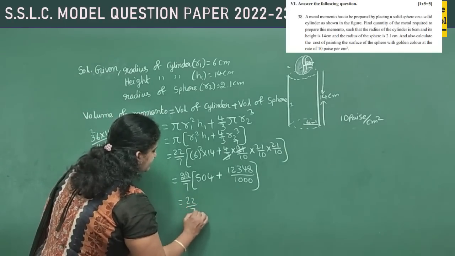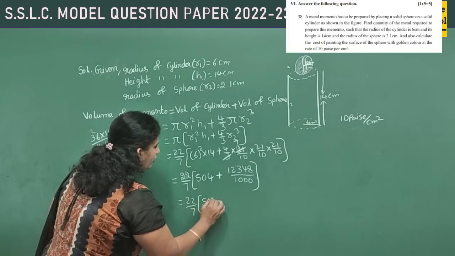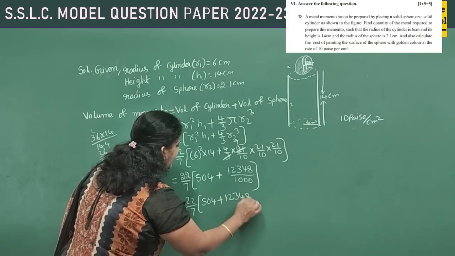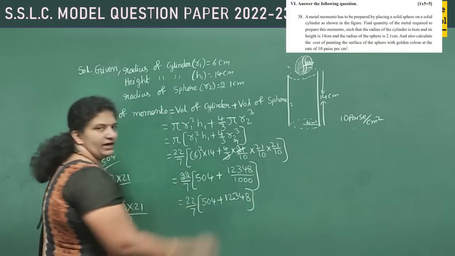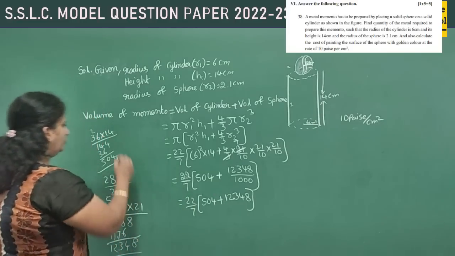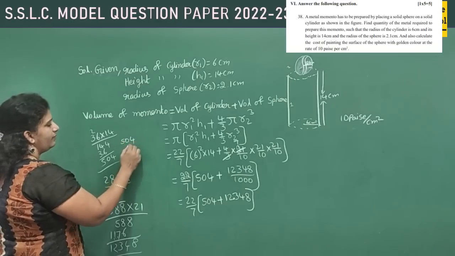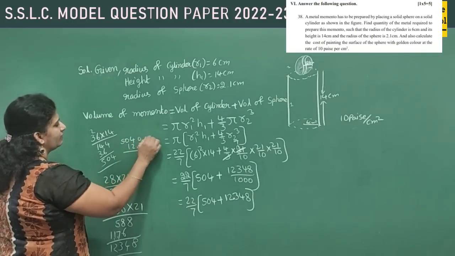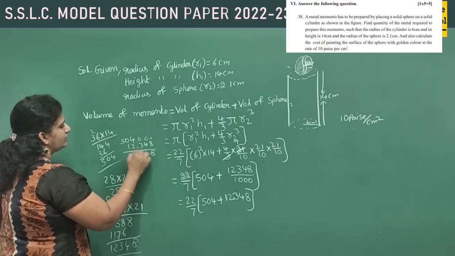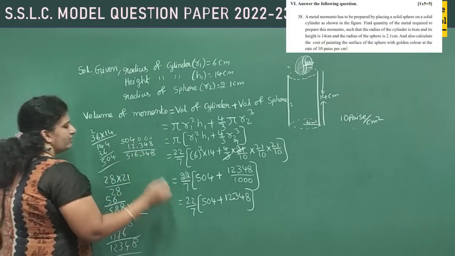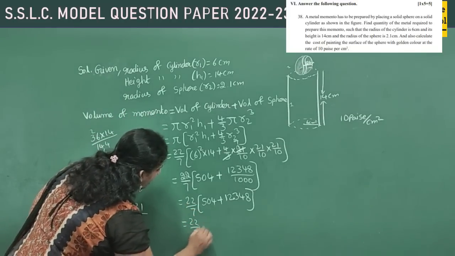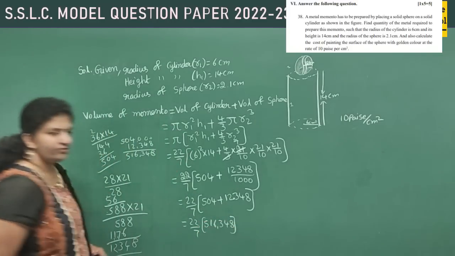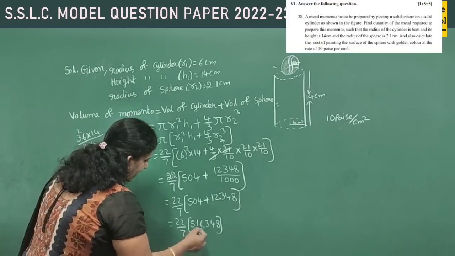So 22 by 7 into 504 plus 12.348, shall I write? Decimal convert. Now add these two. 504 plus 12.348. That will be 516.348. Right? Let's see, will it cancel?